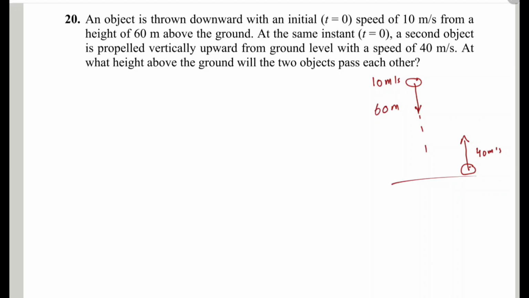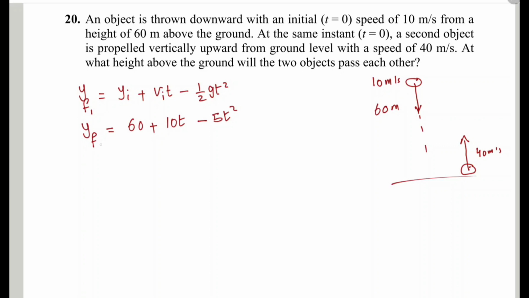Now same situation as before here. When both objects have the same height, they will pass each other. So y final for object 1 equal to y initial plus the initial velocity times t minus half gt square, and y final equal to 60 plus 10t minus 5t square.